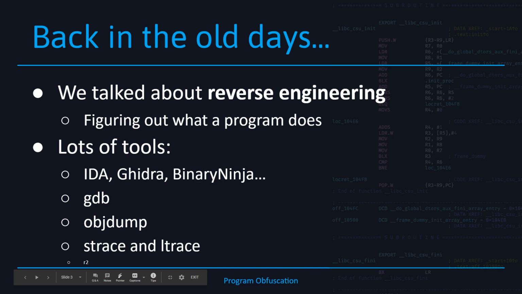And there's a whole lot of ways to do this. You've got your big disassemblers and decompilers: IDA, Ghidra, Binary Ninja. You have debuggers like GDB. You've got things like objdump and strace and ltrace for seeing what's inside a binary and what kind of stuff it's doing. And there's also R2. Someone uses it.